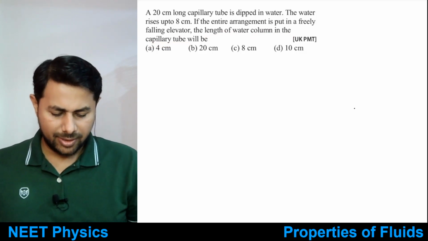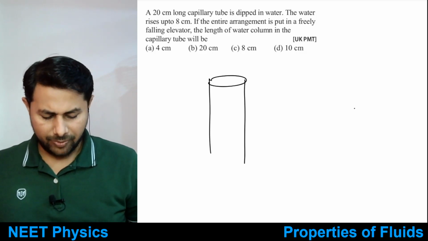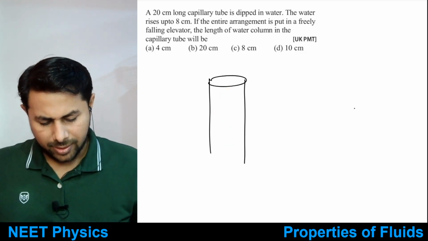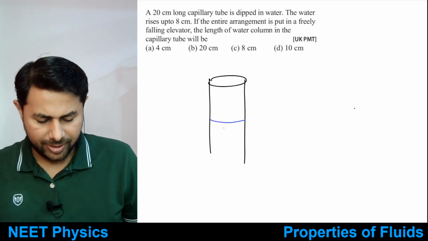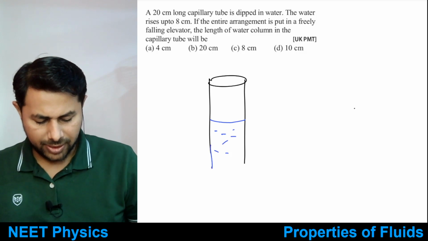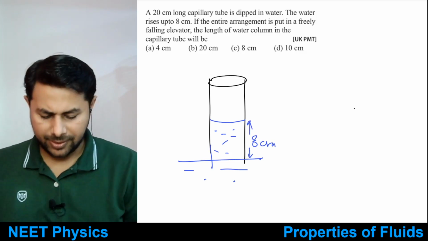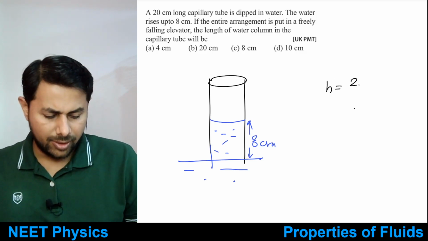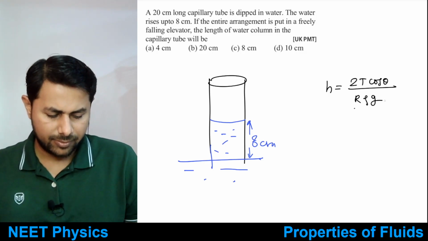Now, suppose you have this capillary tube, and it is 20 centimeters long. Water rises up to 8 centimeters. It's given the earlier height is 8 centimeters. It goes till this height, suppose this is 8 centimeters. This original height is 8 centimeters, and then you have h equal to what? h is equal to 2T cos theta divided by r rho g, this formula.